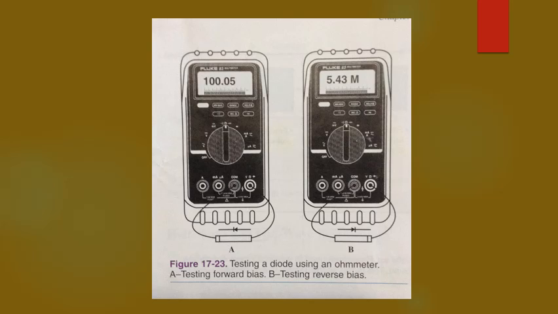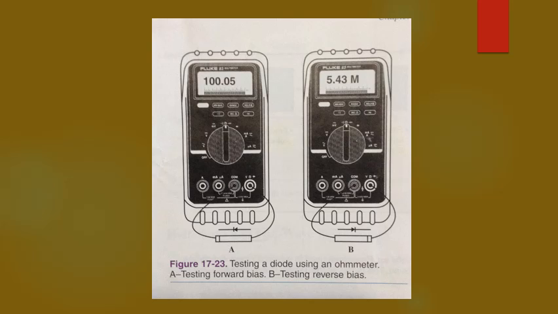See figure 17-23, part A. To test a diode in the reverse bias direction, connect the diode across the ohm meter leads. Set the range switch to a high resistance setting such as times 10K or times 100K or times 1 mega. A good diode will show a very high resistance. See figure 17-23b.